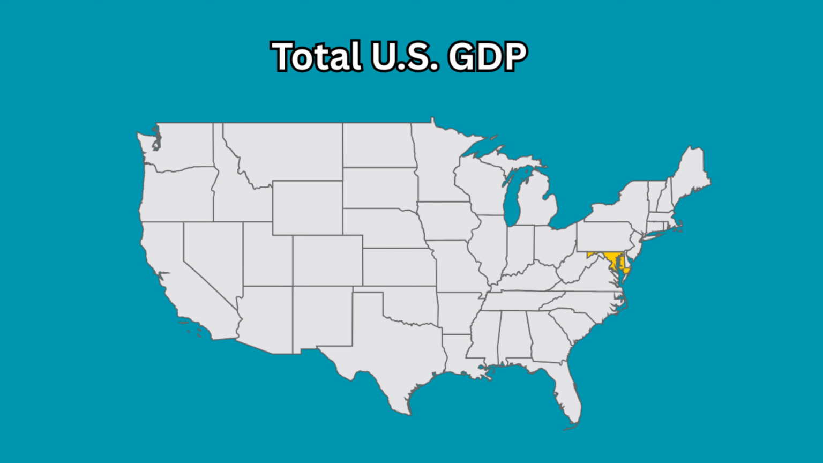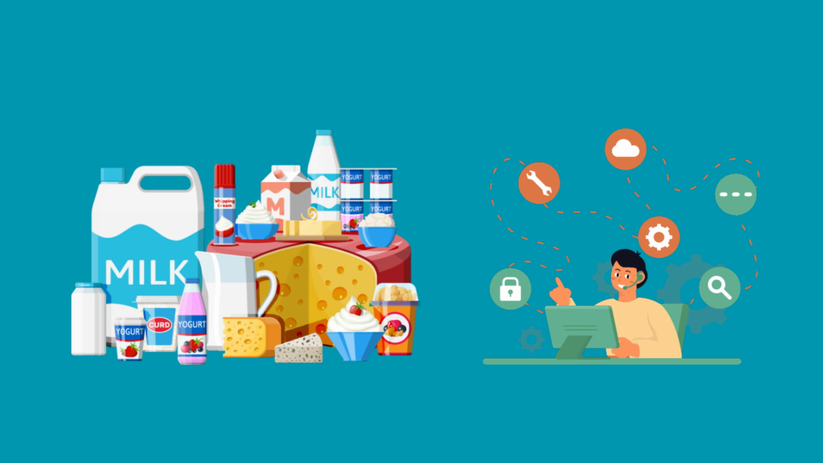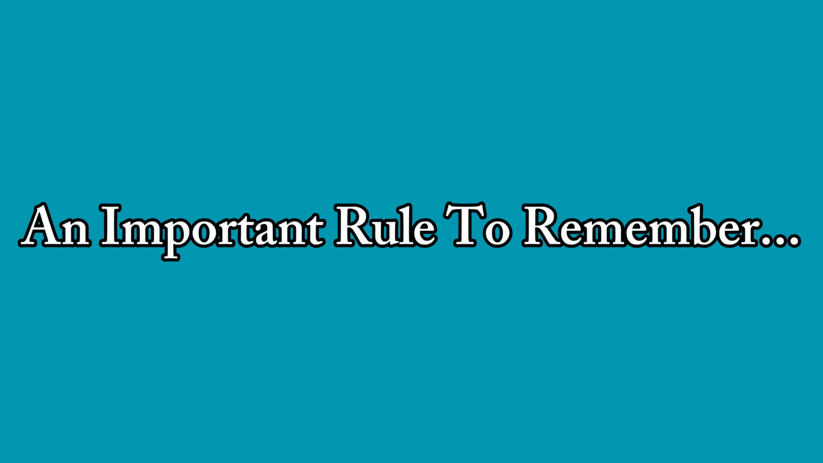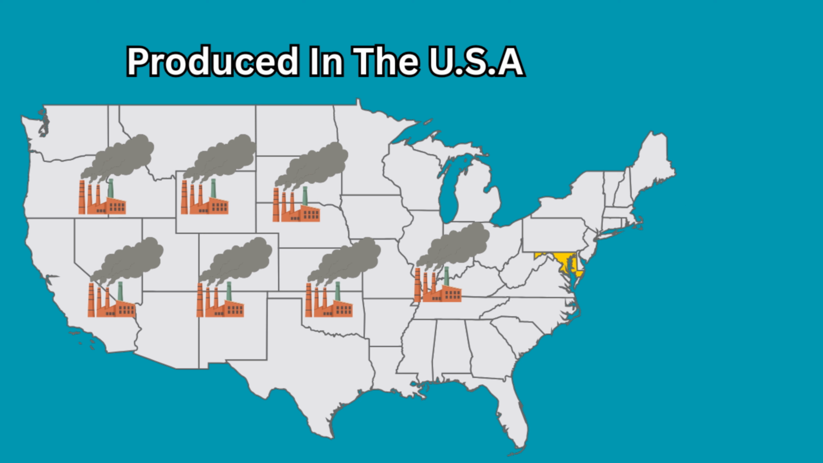A country is just like that supermarket, except instead of one store, it's millions of businesses. Every final product and service produced across the country adds up to GDP. There's an important rule to remember. GDP counts the prices of final goods and services based on the country where they are produced.